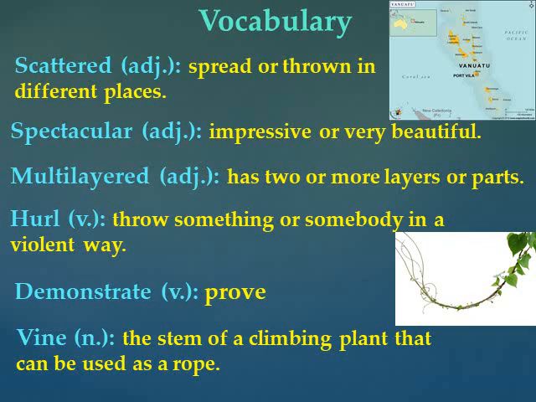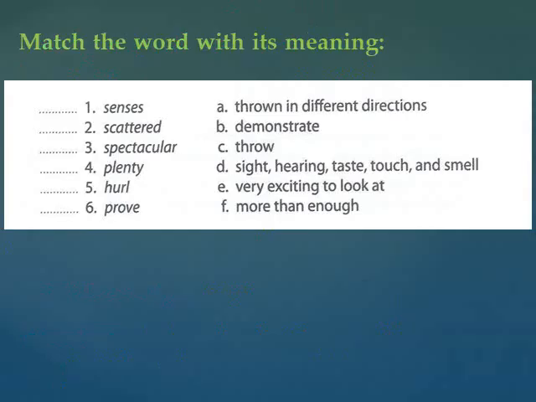And vines, this is the part that we talked about. You have it here in the picture. This comes from a plant that can be used as a rope. If you watch Tarzan or any monkeys in the jungle, this is what they use to move from one tree to another. Move on.